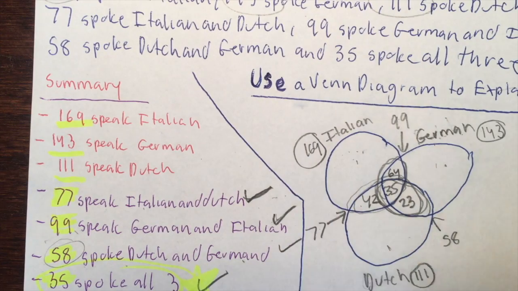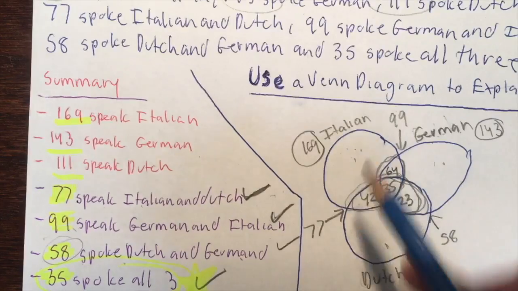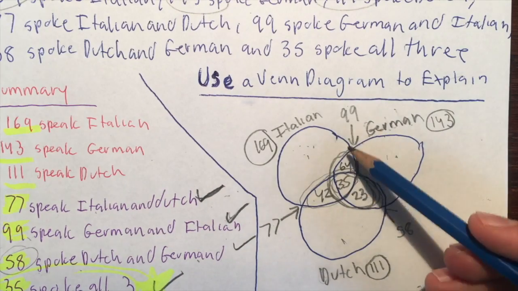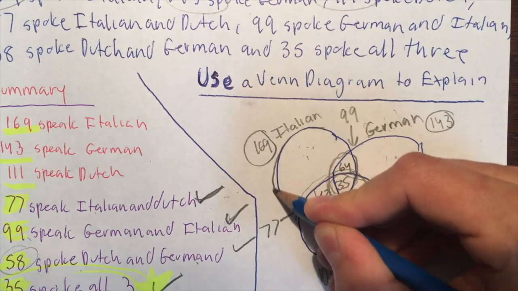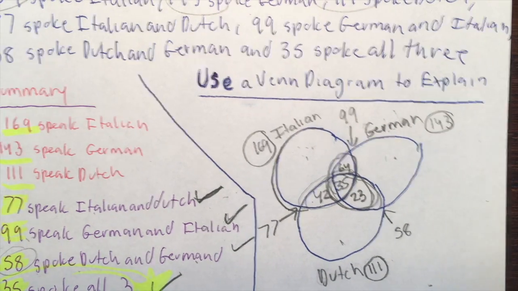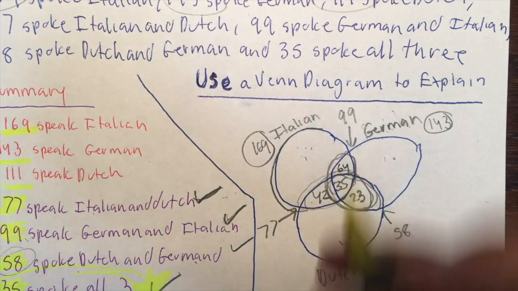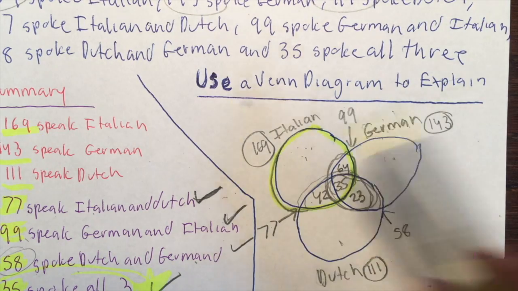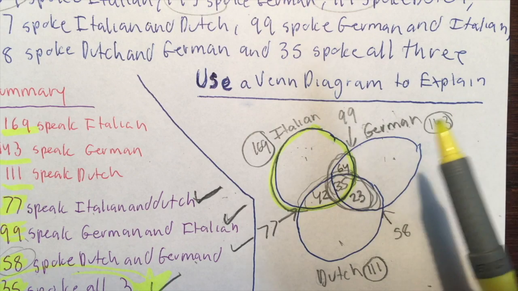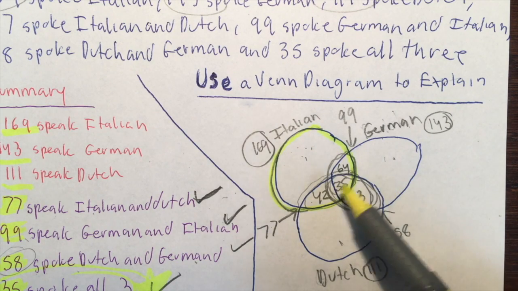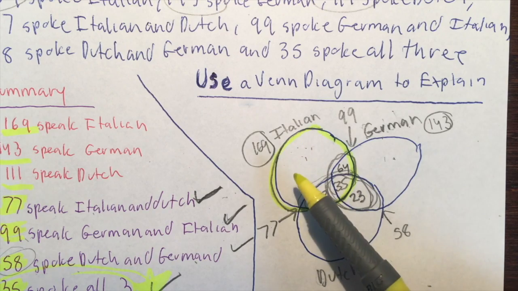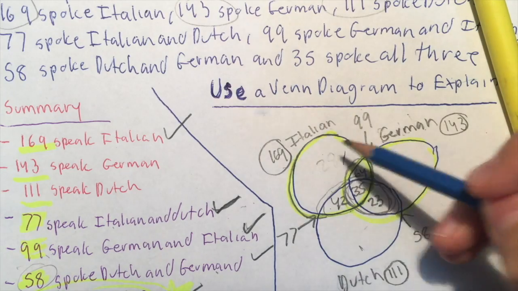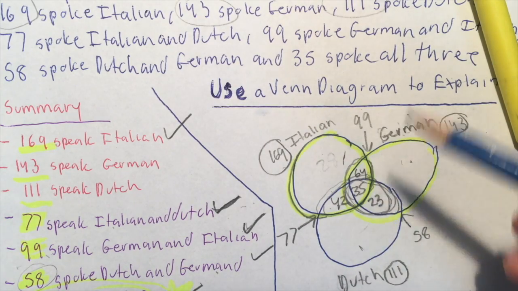Okay, let's start with Italian. So we know that there's 169 people that speak Italian. And that means it's all this part of the circle. Let me highlight it. All the people that spoke Italian are all here. So we know there's 169. And we also know that there were 42 that spoke Italian and Dutch, 35 that spoke all three, and 64 that spoke Italian and German. So all the numbers in here should add up to 169.